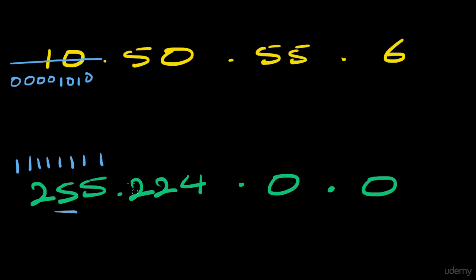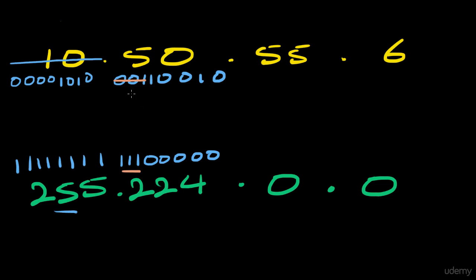224 is a different story. 224 is 1, 1, 1, then 1, 2, 3, 4, 5 zeros. 50 is 0, 0, 1, 1, 0, 0, 1, 0. These 3 ones in the subnet mask are covering these 3 bits at the beginning of the second octet. The remaining bits of the second octet are being left uncovered.